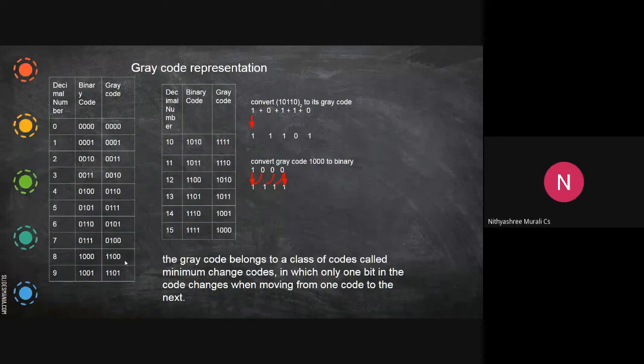No, ma'am. Gray code conversion understood? Understood, ma'am. No, we take the most significant bit as it is, and then we add the adjacent digits one by one, that's all.